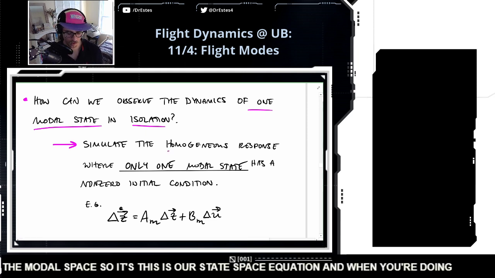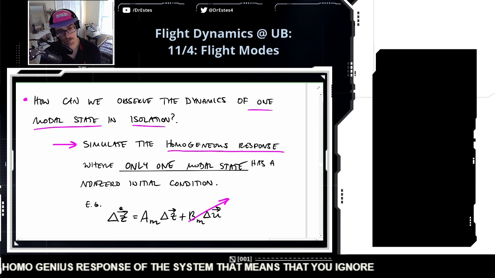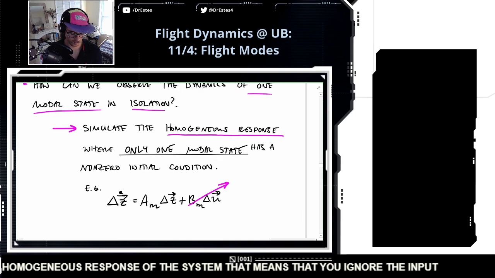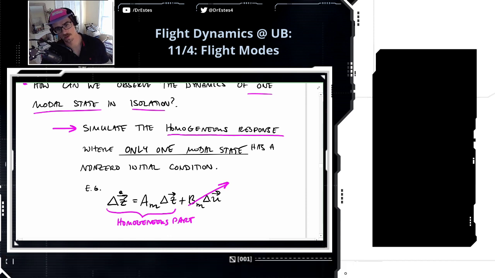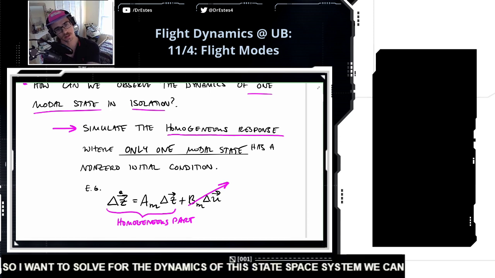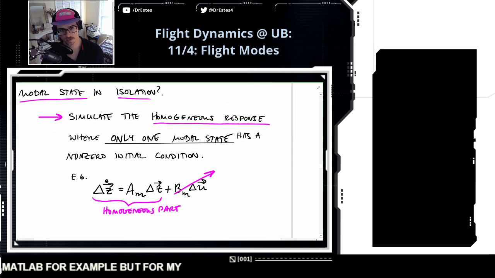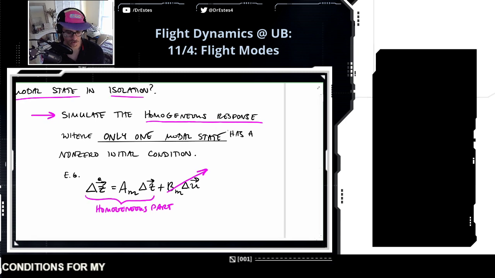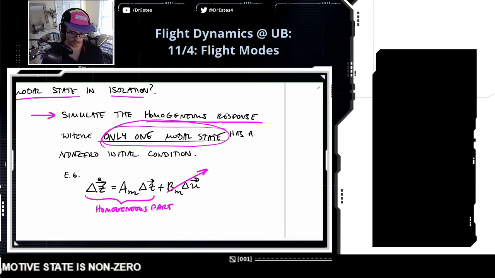And when you're doing the homogeneous response of a system, that means that you ignore the input. So I just want this part of the system. So I want to solve for the dynamics of this state space system. We could simulate it in MATLAB, for example. But when I'm setting the initial conditions for my modal state, I want to choose those conditions so that only one modal state is non-zero. So I just mean this.